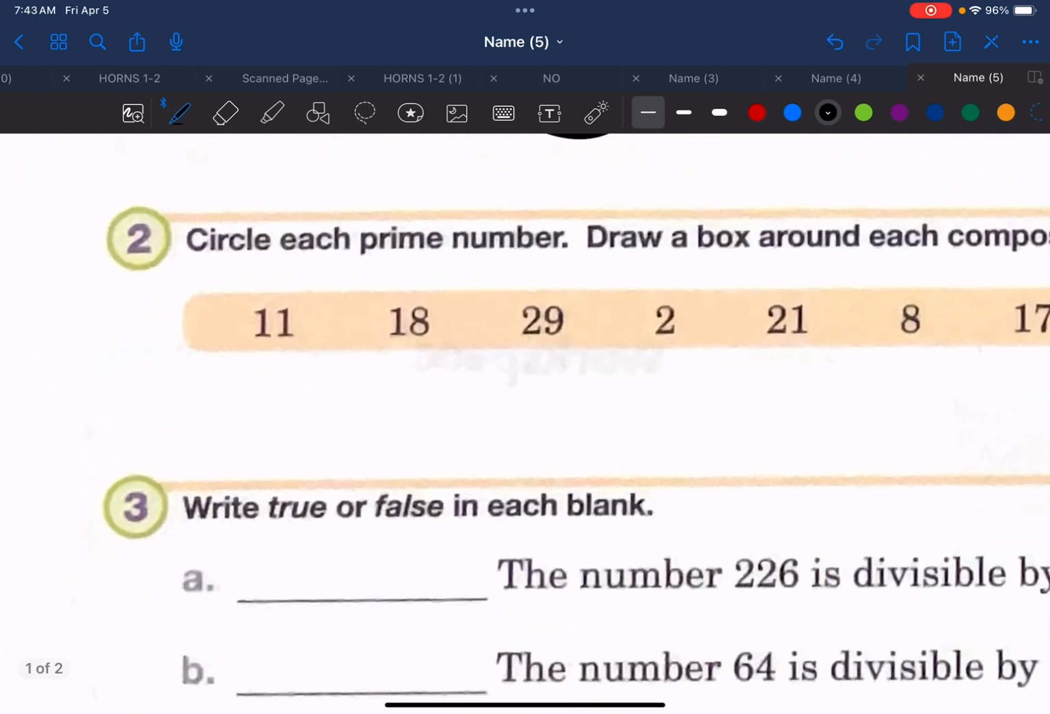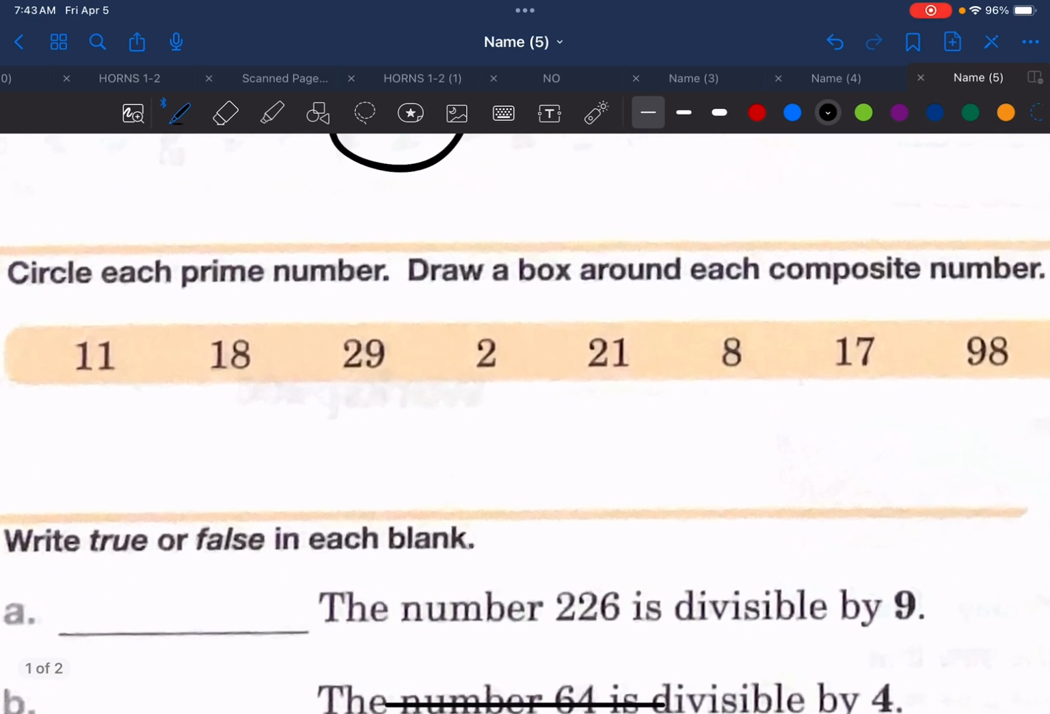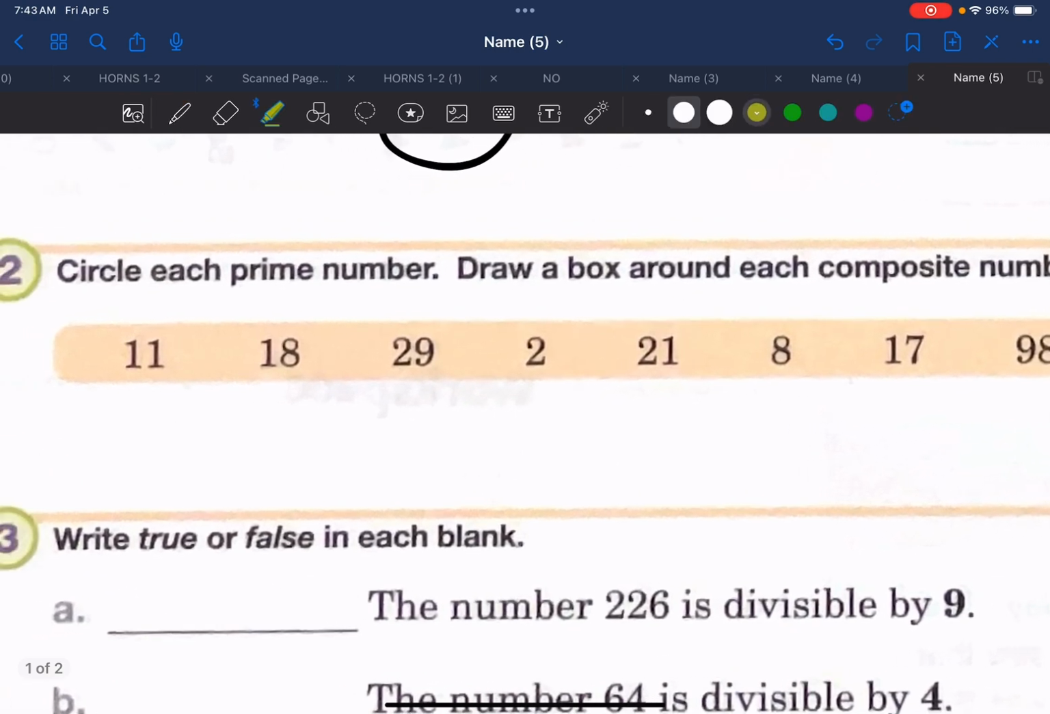Down below, it says circle each prime number. A prime number cannot be divided by anything. The only factors would be 1 and itself. So 1 times 7 is 7. I cannot make 7 with anything else. Okay, so you're going to circle each prime number.